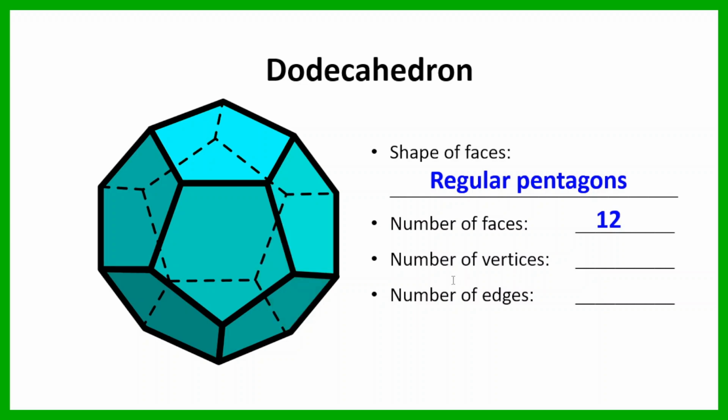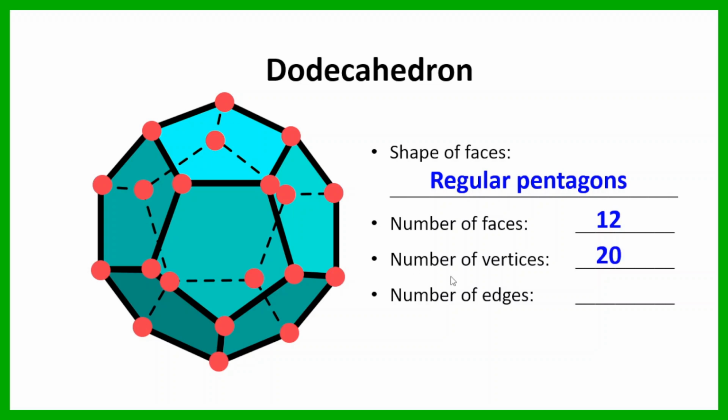Then the number of vertices, we've got 1, 2, 3, 4, 5, 6, 7, 8, 9, 10, 11, 12, 13, 14, 15, 16, 17, 18, 19, and 20. So there are 20 vertices altogether.